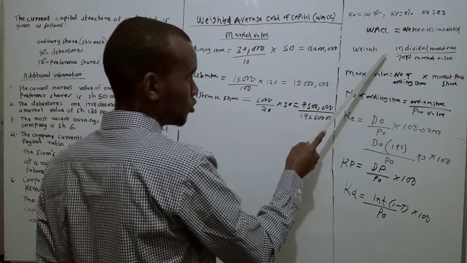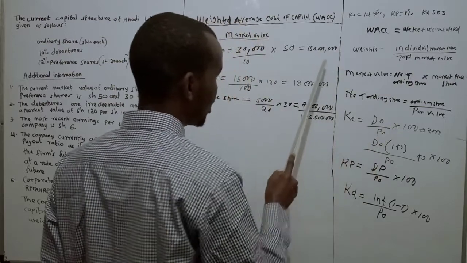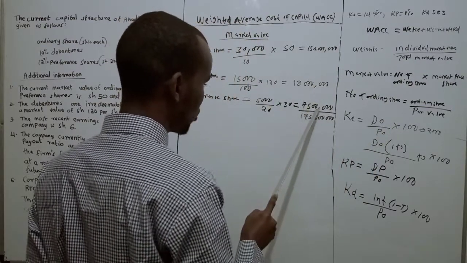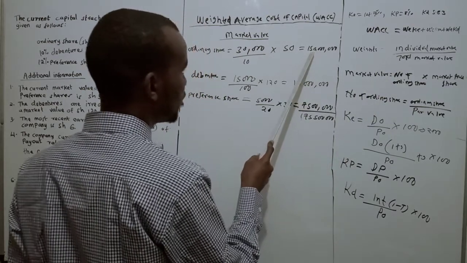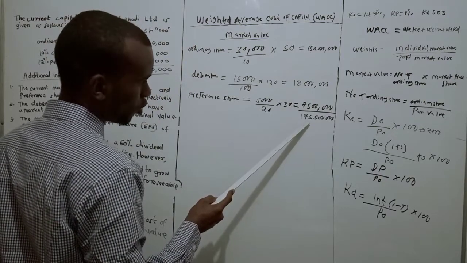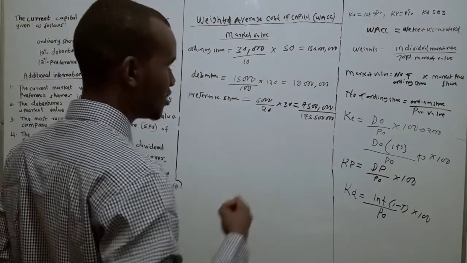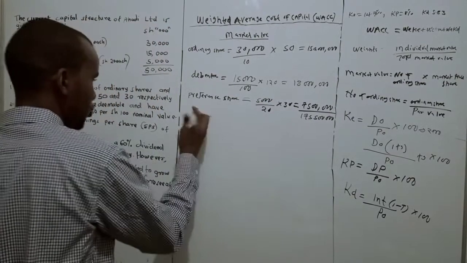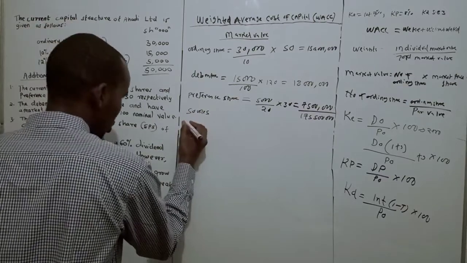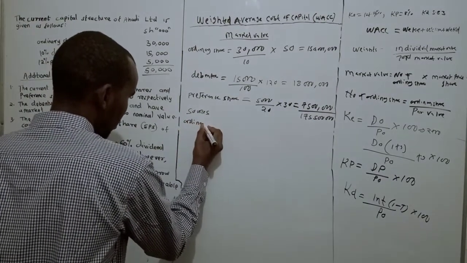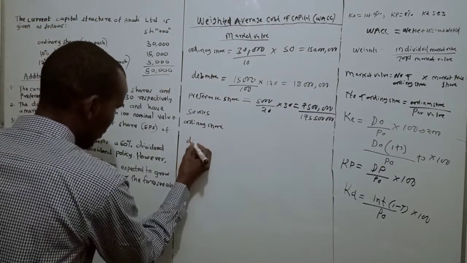And for us to get the weight, we take the individual market value, then divide by the total market value. Remember, these are the individual market values. For the market value of ordinary share, we take 150,000, which is the individual market value, then divide by this total of 175,500. Now let's have a table so that it becomes easier to illustrate. Let's have the sources. The first source is ordinary share. The next source is debenture.